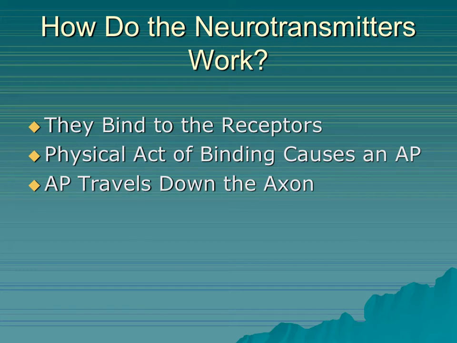The main focus and most important point here is the second one, that the physical act of binding causes this action potential. So to start, there's a unique form of a neurotransmitter, and what we see is that the neurotransmitter uniquely fits with and binds to a receptor on a neuron. And it is, again, this physical act of binding that causes the action potential. Then once that action potential has happened, it is going to travel down the axon and change something in the neuron or signal something else further down in the neuron.